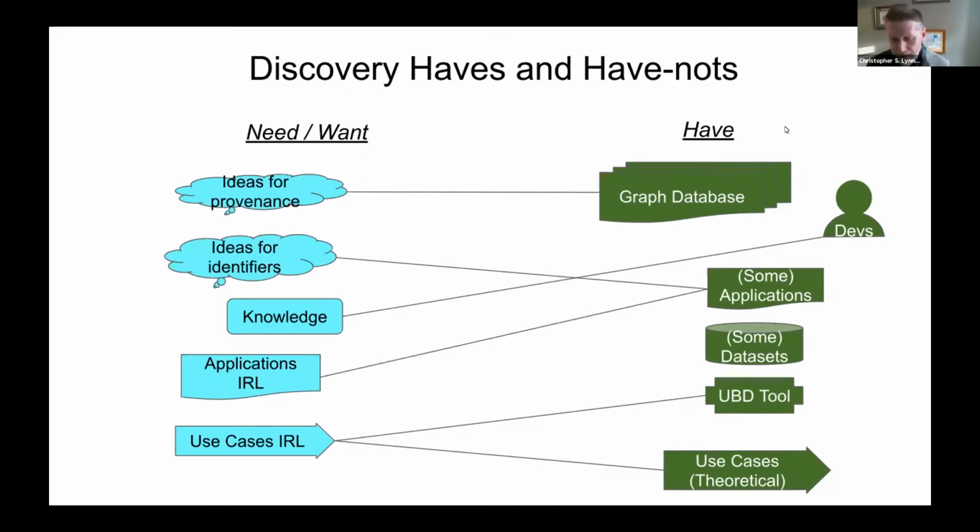So that's where what we have are the theoretical ones. We have a usage-based discovery tool, which we'd like to test against those use cases. We've got some data sets, we've got some applications, and like I said, we do have a graph database. That might be it for me. Next slide.